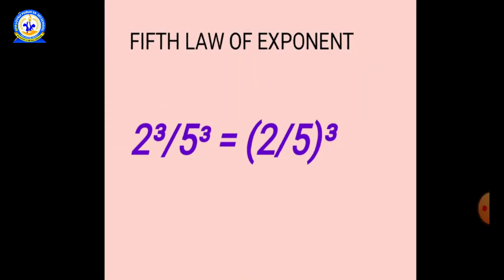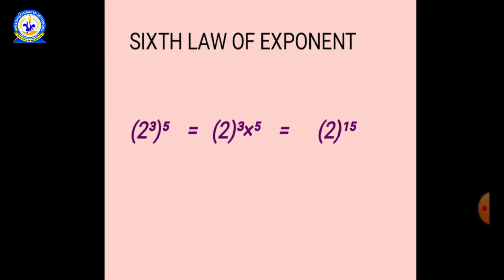Fifth law of exponent is a raised to the power m upon b raised to the power m, that is equals to a upon b, raised to the power m. In this case, powers are same in division but bases are different. So I can take the example 2 raised to the power 3 upon 5 raised to the power 3. So I can write in the bracket 2 upon 5, raised to the power 3.